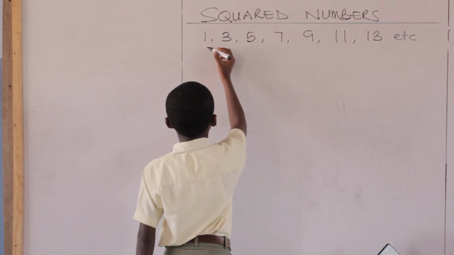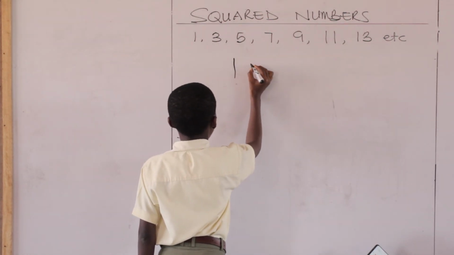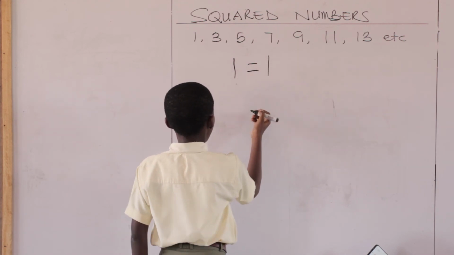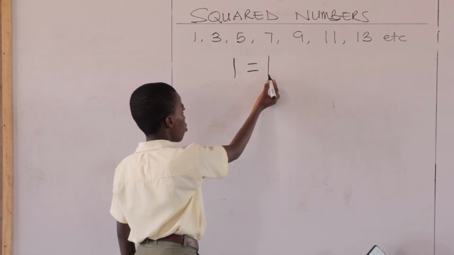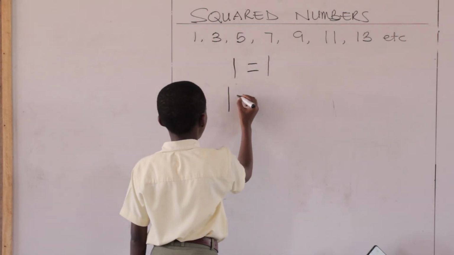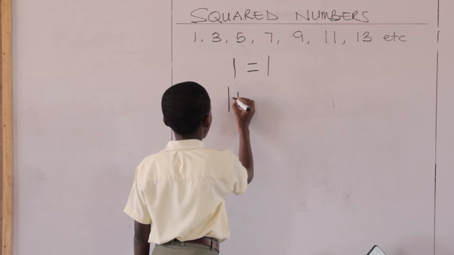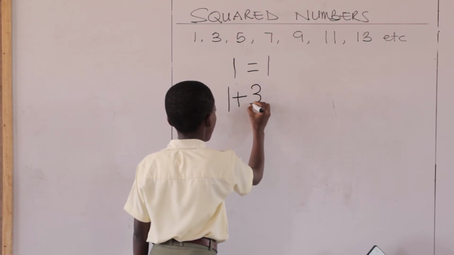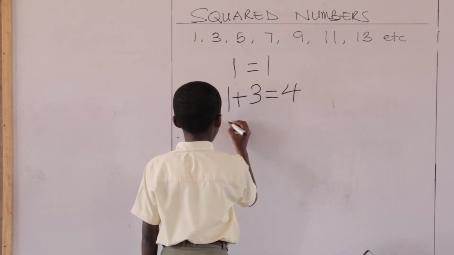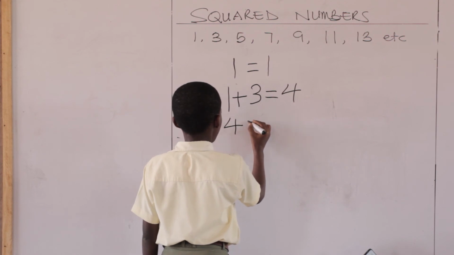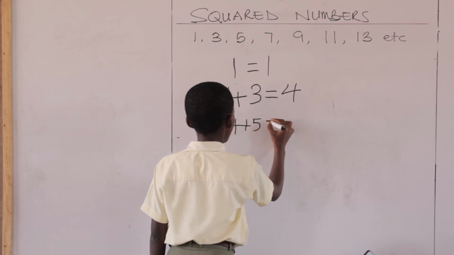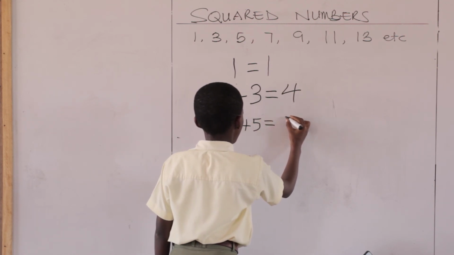First, you take your first odd number, which is 1. And the first square number is 1. Then you write 1 here. Then you take your next odd number, which is 3. Then you add it to the 1, which gives you 4. Then you write the 4 here. Then you add the 4 to the next odd number, which is 5. And that equals 9.